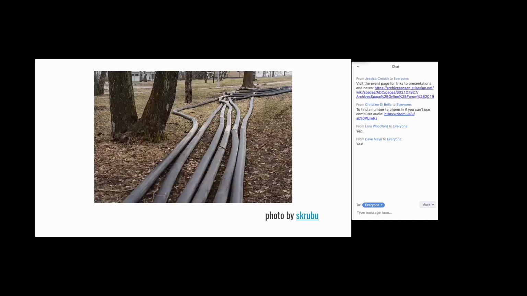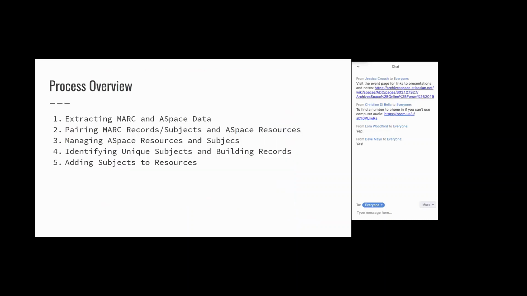So this project was really, as I described it, a series of tubes. It was creating a lot of pipes, figuring out how I needed to connect them up and how we could get this data out of the catalog and into ArchivesSpace. So I'm going to walk through the 5 steps: extracting the MARC and ArchivesSpace data, pairing the records and subjects with the resources, managing the resources and subjects, identifying the unique subjects to build those records, and then adding subjects to resources.